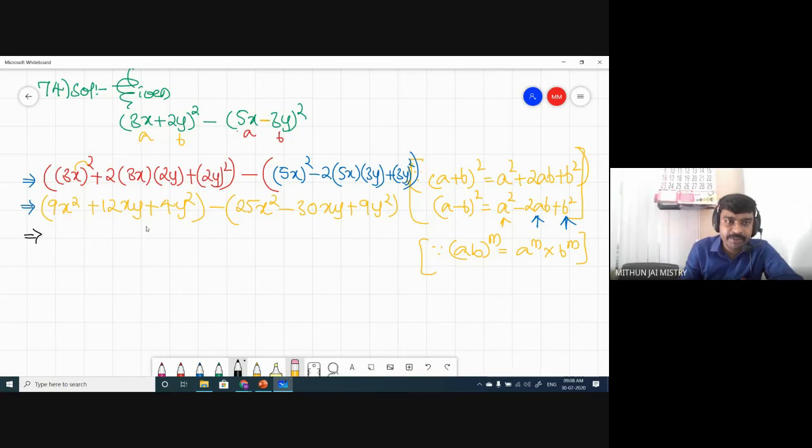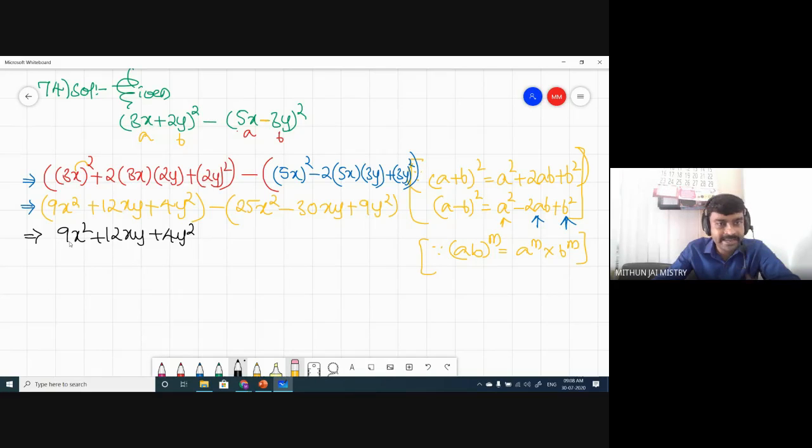So let me write, I'm removing the first bracket: 9x square plus 12xy plus 4y square. But when I am removing the second bracket, you can see before the second bracket there is minus. Before the first bracket there was plus, so plus did not do any harm. But what will minus do?